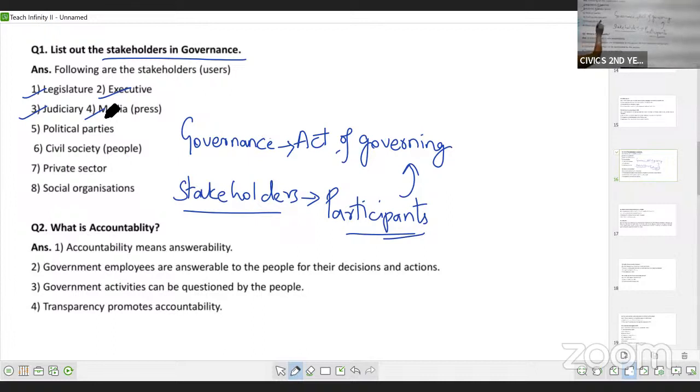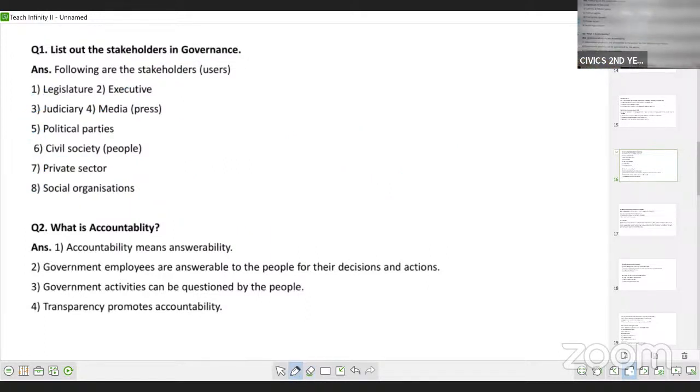So we have media as a stakeholder. Then we have political parties. Then we have civil society people, private sectors, private organizations, and social organizations who work for the upliftment of society. All these are the stakeholders in government, or the participants in governing. Simple. You can write a few of these. If you can't remember all 8, not an issue. At least 5 or 6 you can write. We know legislature, executive, judiciary, media, political parties, civil society; even these 6 are enough.